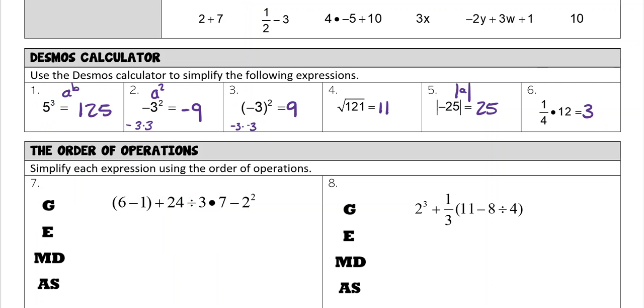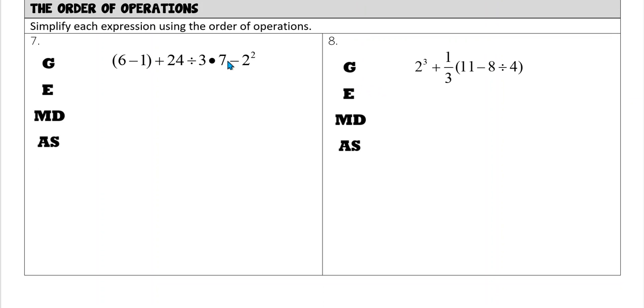So we're going to practice a lot with the Desmos calculator. There are some little tricks that you have to learn, but with lots of practice, we'll be good to go. So now we're going to simplify some of these expressions using the order of operations, and we're going to do these one step at a time.